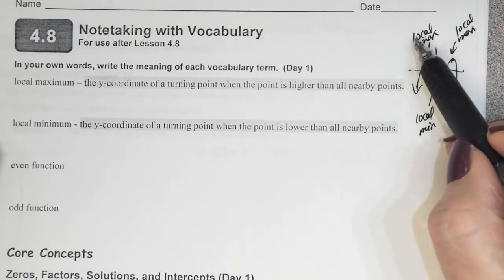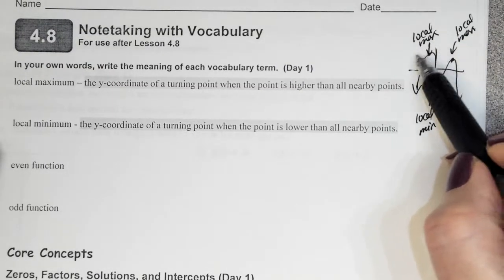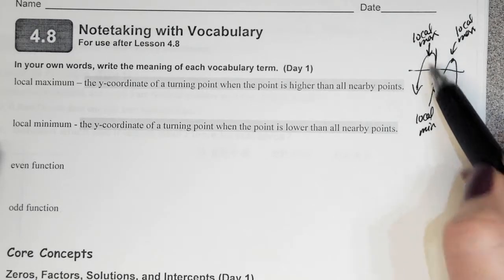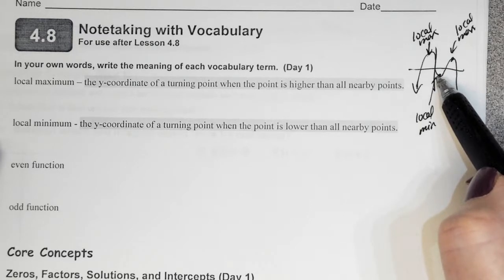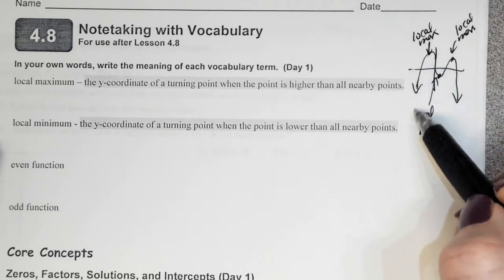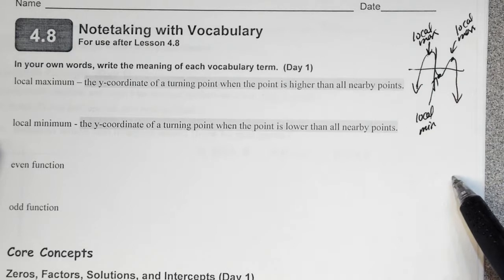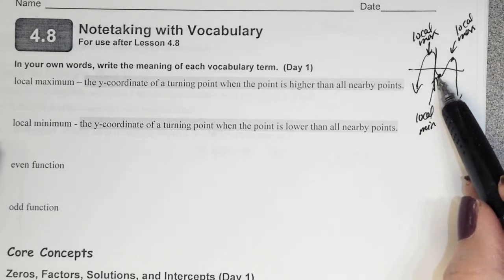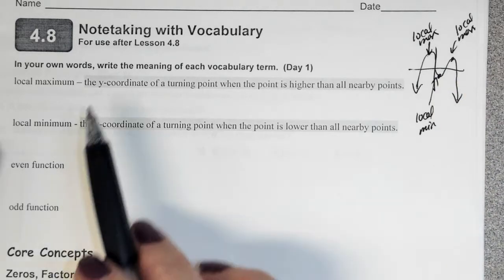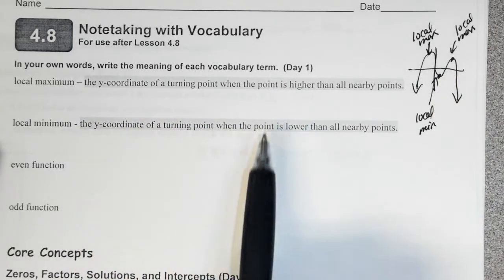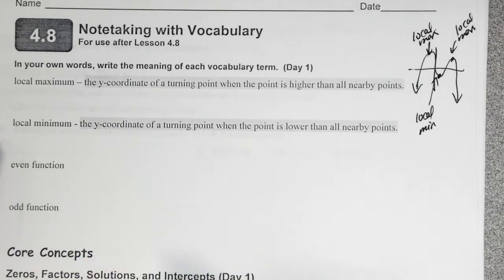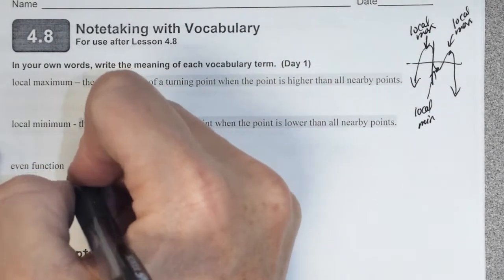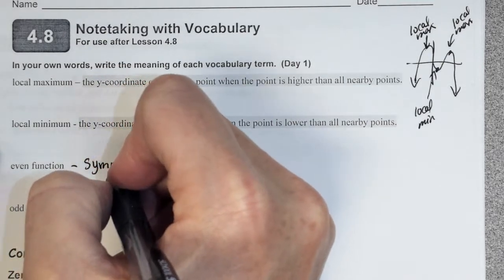When we say the word local, we're just saying that compared to the points right around it, that's the high point. Local min, compared to the points right around it, that's a low point. But this is not the lowest point of all, because this function keeps going down. So this is just relative to the points right around it, it's a local min. Basically it's just the high point and the low point, and it's always going to be just the y-coordinate.